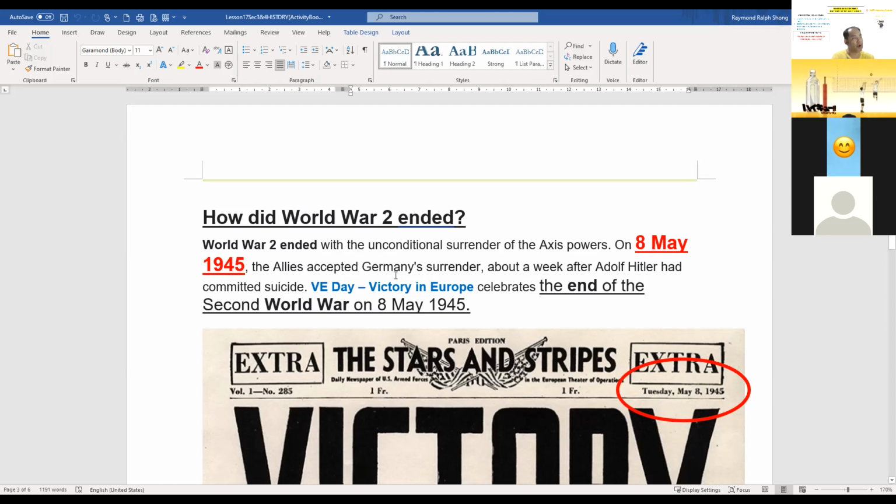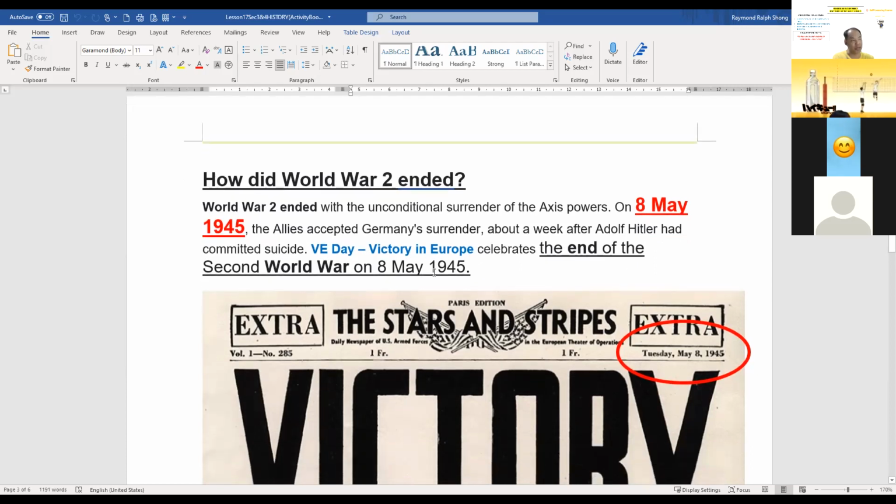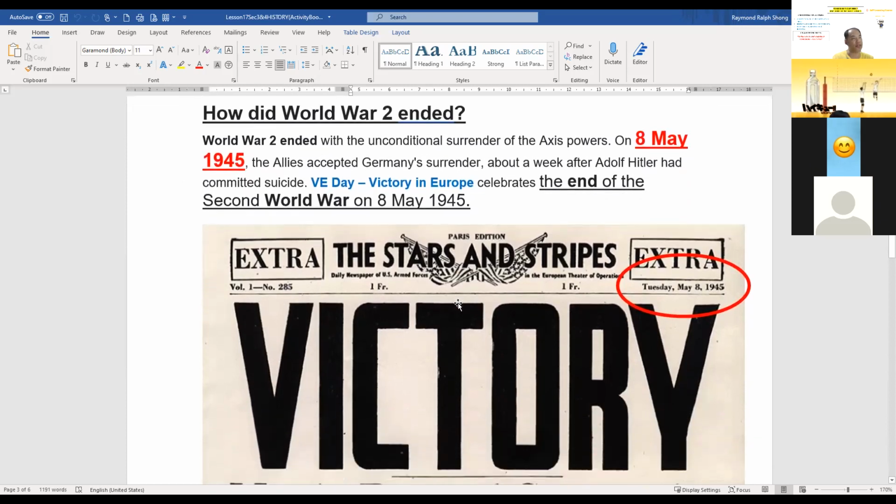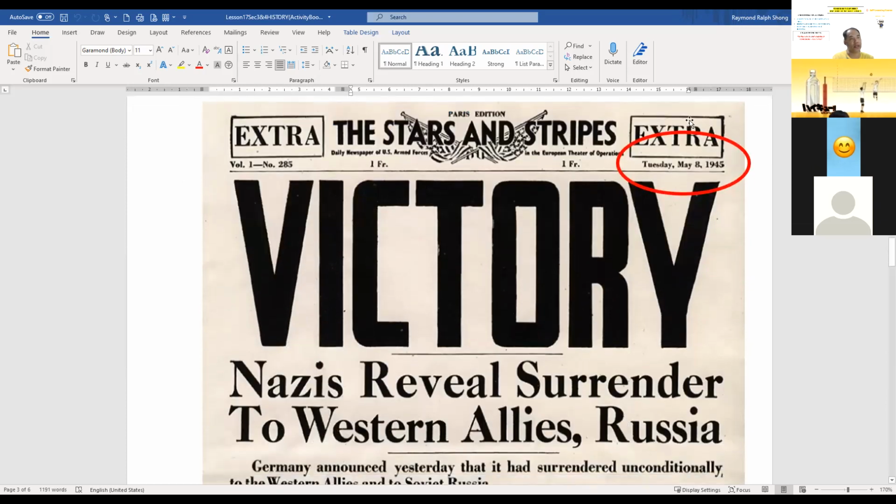So let's talk about why this day is important, because the Allies accepted Germany's surrender about a week after Adolf Hitler had committed suicide. It's called Victory in Europe Day, or VE Day, which celebrates the end of the Second World War in Europe on the 8th of May 1945. It's coming over 70 years. This is a picture to show you that this is true, not a fake or hoax or scam. This is a newspaper at that time showing victory.